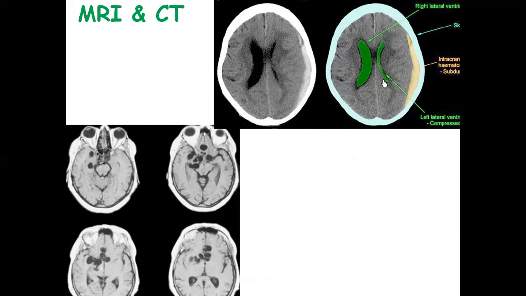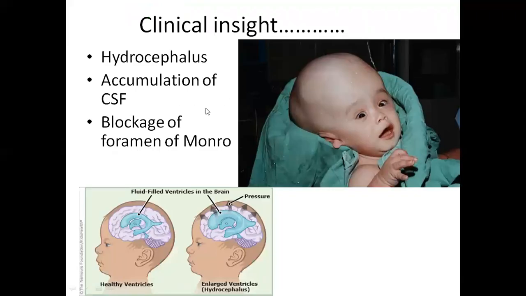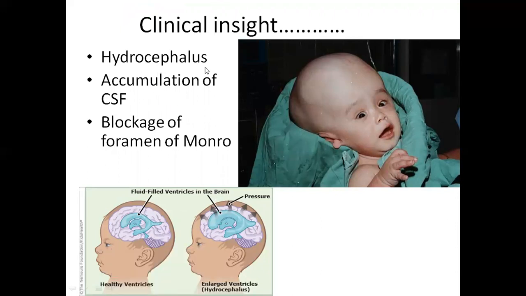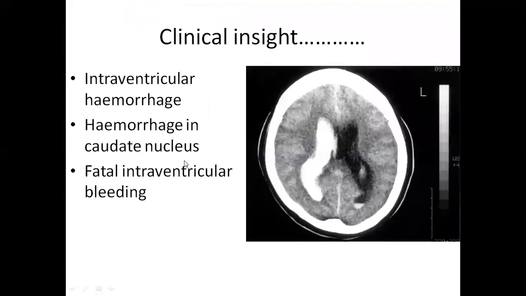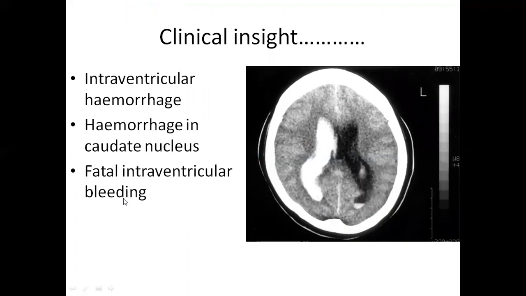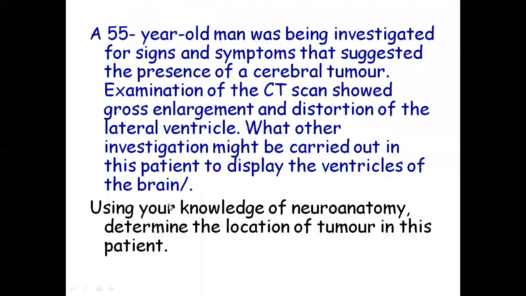What we have seen in the clinical case is that there is a compression because of tumors, isn't it? So intracranial hematoma may also be seen here, subdural hematoma. In case CSF is increased more than normal, that condition is hydrocephalus, where you find the accumulation of CSF. There may be blockage of the foramen of Monro. So intraventricular hemorrhage or hemorrhage in the caudate nucleus we can see. Fatal intraventricular bleeding may also take place.